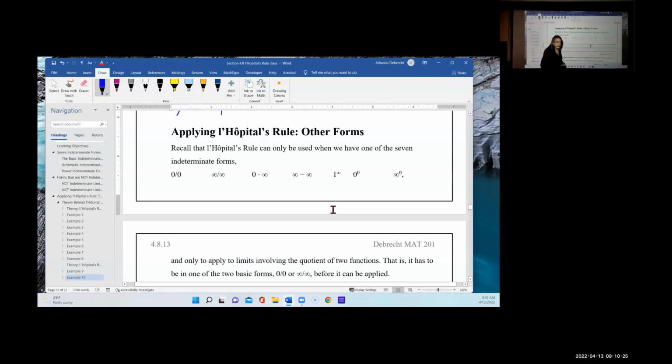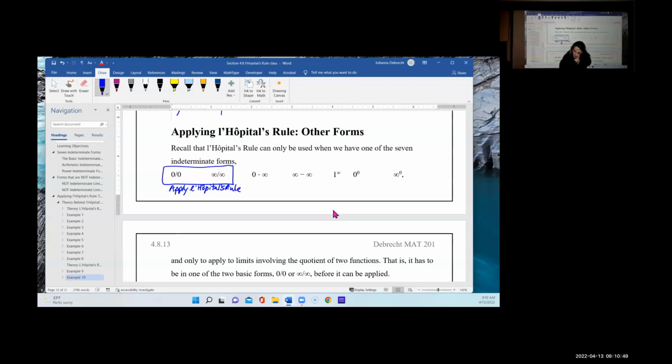So now we want to talk about L'Hopital's rule in the arithmetic forms and the power forms. Remember that there are 7 basic indeterminate forms. There are 2 basic forms right here. These are the forms that you can apply L'Hopital's rule to. So you apply L'Hopital's rule to those 2 forms and those 2 forms only.